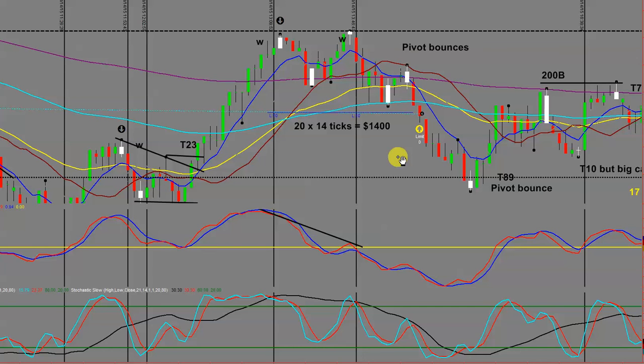For every dollar you risk, ideally you want to be targeting $2. Now what you can do just to keep it safe, you can trail your stops. Just remember though, with tick charts, at times they can move fairly quickly.